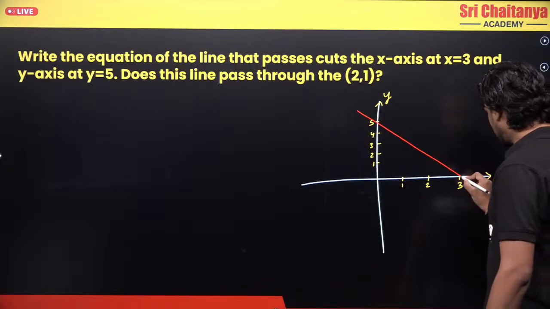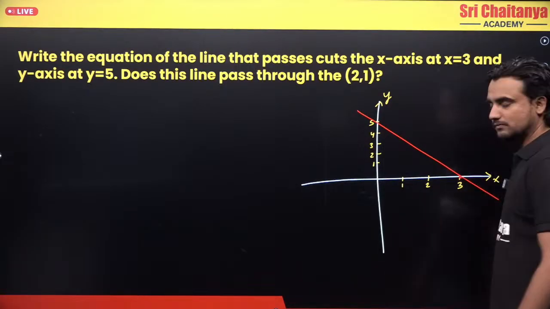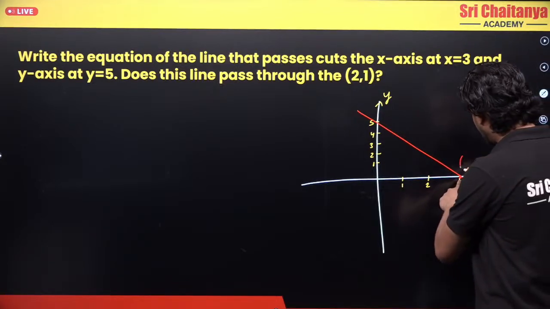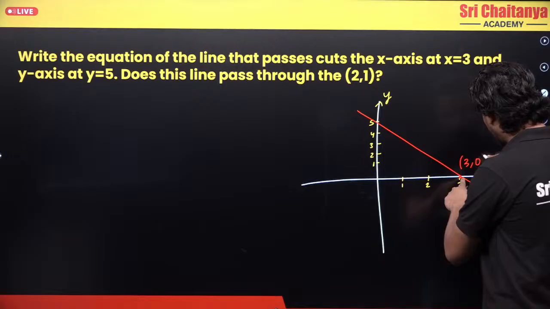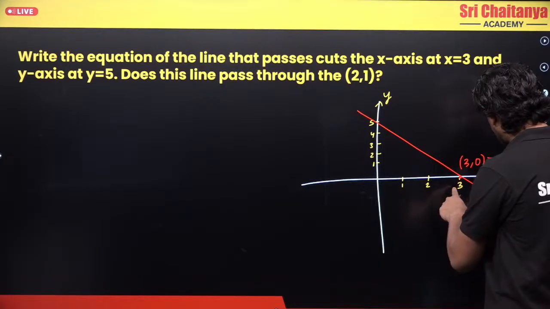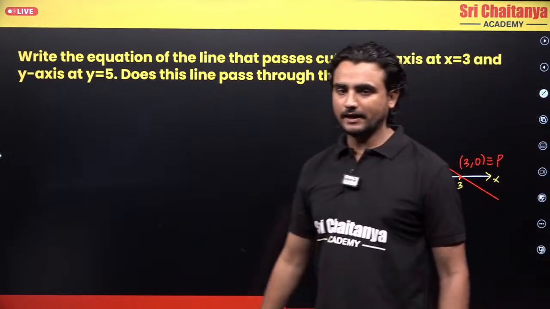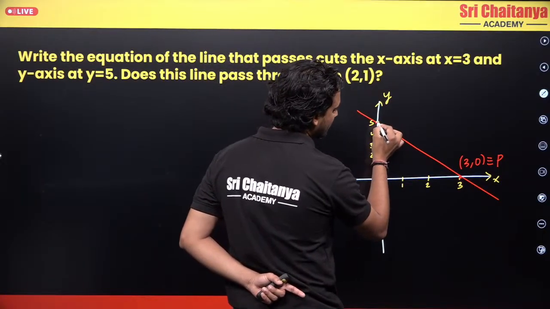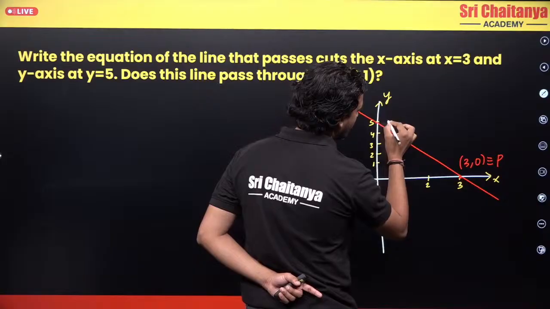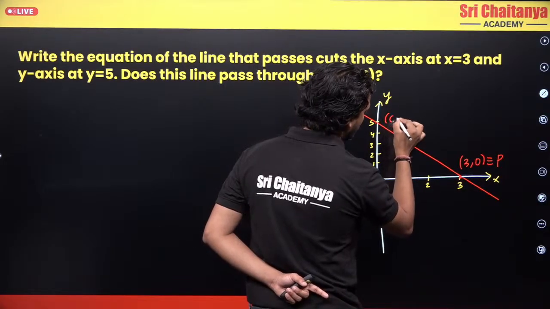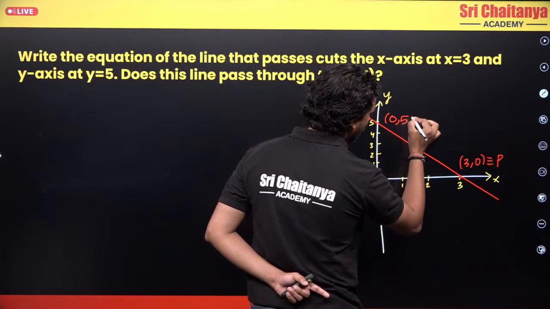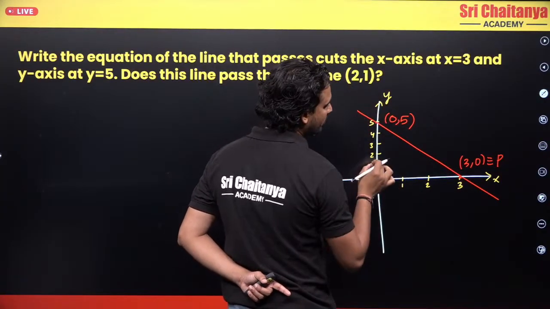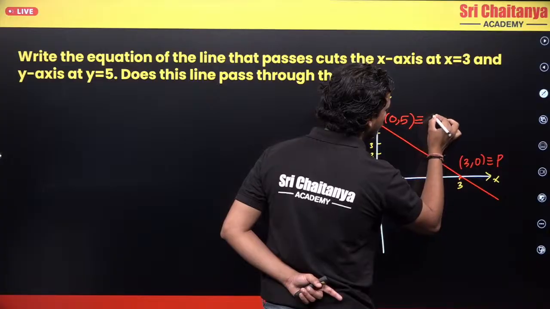So now what is the first thing? What is the value of this point? If you look at this point here, what is the value of the x coordinate? The x coordinate is equal to 3 and the y coordinate is equal to 0. So let's say this is my point P. Correct? Now if I look at this point which lies on the y-axis, the x coordinate will be 0 here, right? And what is the y coordinate? The y coordinate is equal to 5. What is the y coordinate? The distance it has to cover in the y direction to come to this point. So this is my point Q.